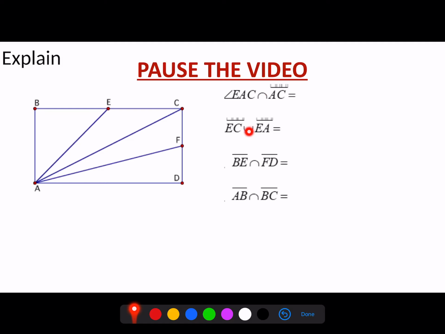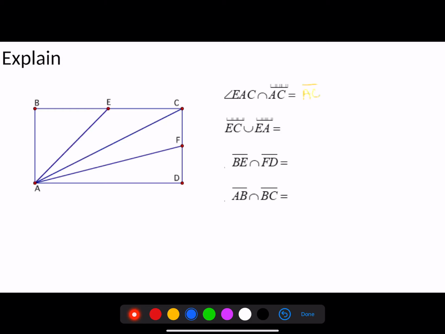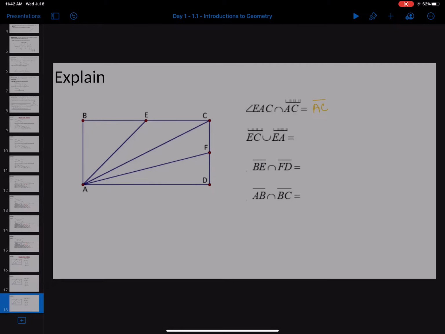All right. So, again, we need to be careful of what these symbols mean here in the middle. If it's an upside down U, that means intersection. If it's a normal U, that means union. So for this first one, we have angle EAC, and go ahead and outline that. That's what I like to do for these ones, because if I outline it, then it's much easier for me to see. So I have angle EAC intersects segment AC. Well, where do those intersect each other? Where do they overlap? Well, they overlap at line segment AC.